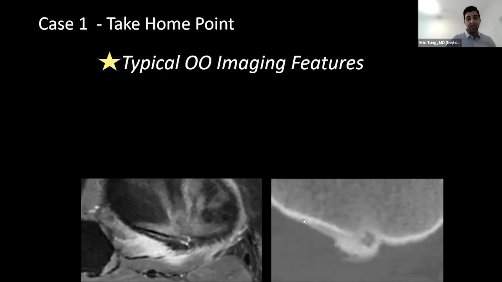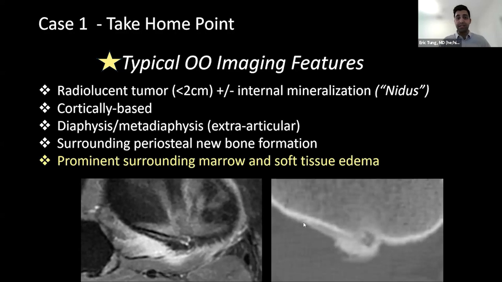So the take-home point for case one is to really understand these typical osteoid osteoma imaging features, keeping in mind it's not diagnostic until we put a needle in. Some of these would be a radiolucent tumor that's less than 2 centimeters that may have internal mineralization. It should be cortically based in the diaphysis or metadiaphysis, often has surrounding periosteal new bone formation, which can be difficult to see on MRI, and has prominent surrounding marrow and soft tissue edema.